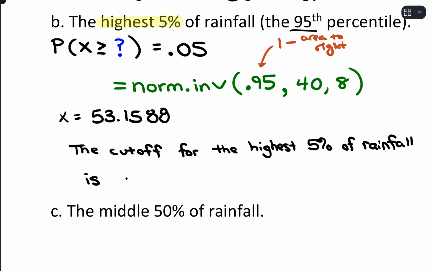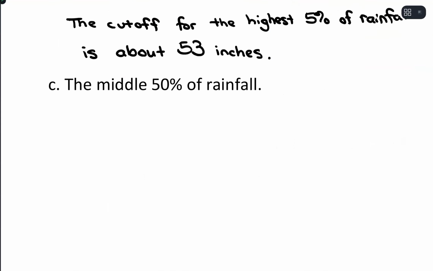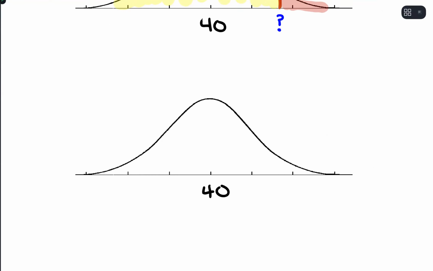Let's go ahead and round to a whole number, about 53 inches. Okay, last one here. What if we are asked about the middle percentage, the middle 50%? Something that's going to come up with this is that we're going to use some symmetry. So let's go over to our picture.